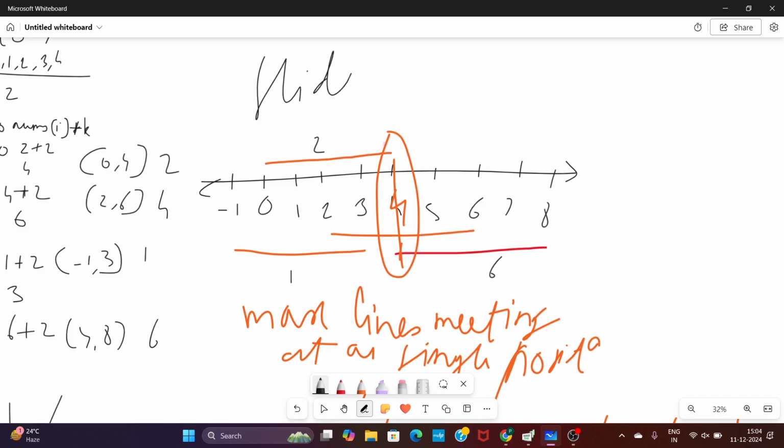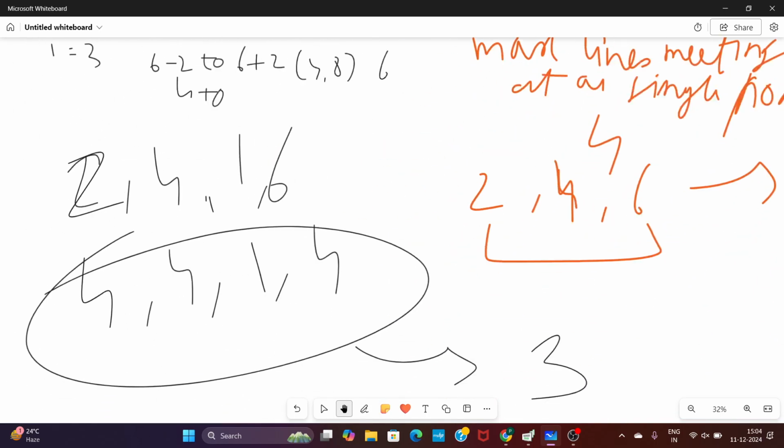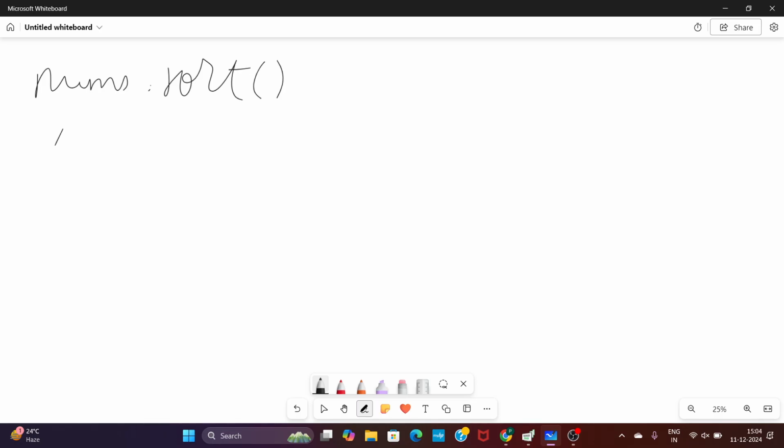This is the sliding window approach. Okay, we will slide from the lowest range to the highest range. So for that we have to sort our array. First of all we will sort our array, nums dot sort. Then we will initialize our left, means the start point, to 0.